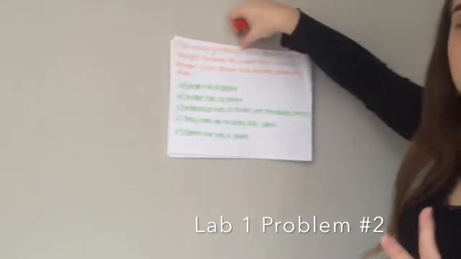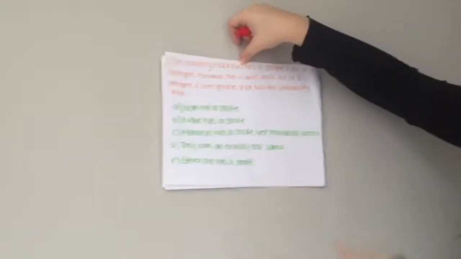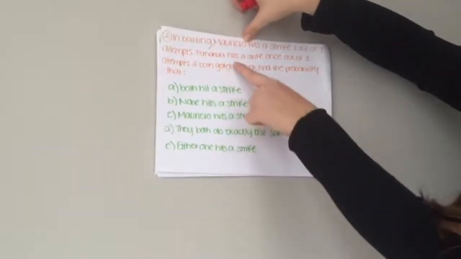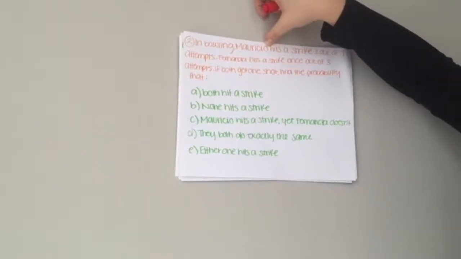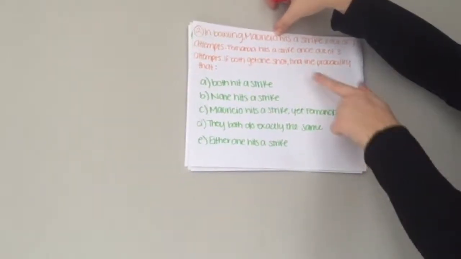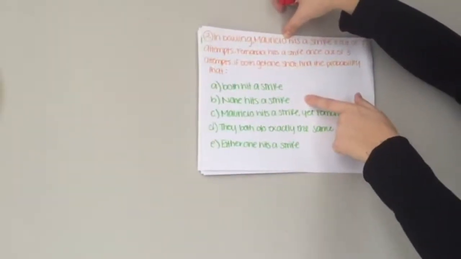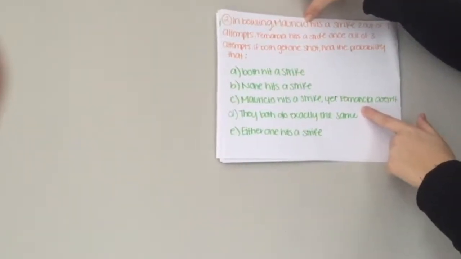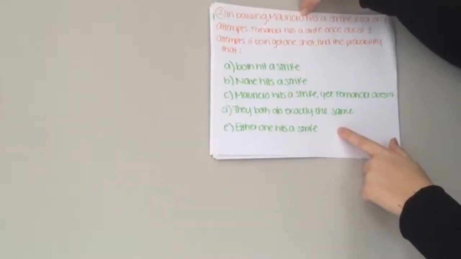Now we're going to do problem 2 from the first lab. It says, in bowling, Mauricio hits a strike 2 out of 7 attempts. Fernanda hits a strike 1 out of 3 attempts. If both get one shot, find the probability that both hit a strike, none hits a strike, Mauricio hits a strike, yet Fernanda doesn't, they both do exactly the same, and either one hits a strike.